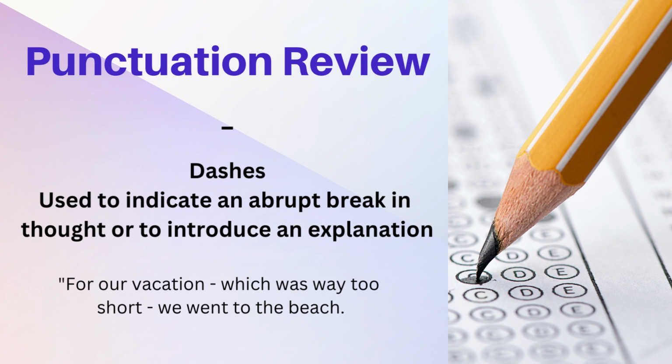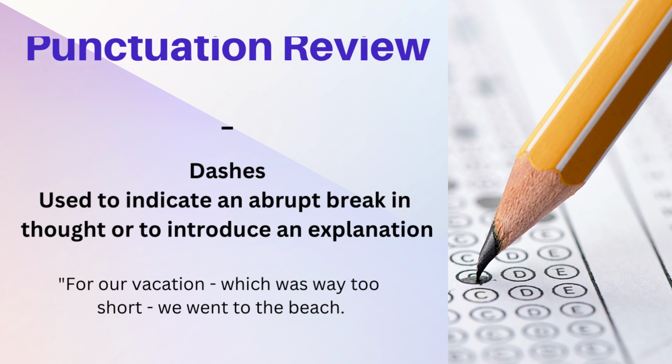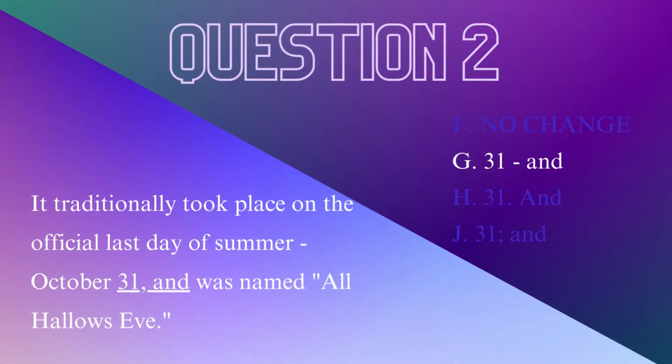If we got rid of everything that's in between those dashes, the sentence would read, for our vacation, we went to the beach. And that's fine. That's a complete sentence. So anything that we want to add extra we can use a dash. So let's go back to that sentence. It traditionally took place on the official last day of summer. Notice that there is already a dash there after summer, October 31st. So yes, you would have to use a dash because you wouldn't use a dash and a comma.